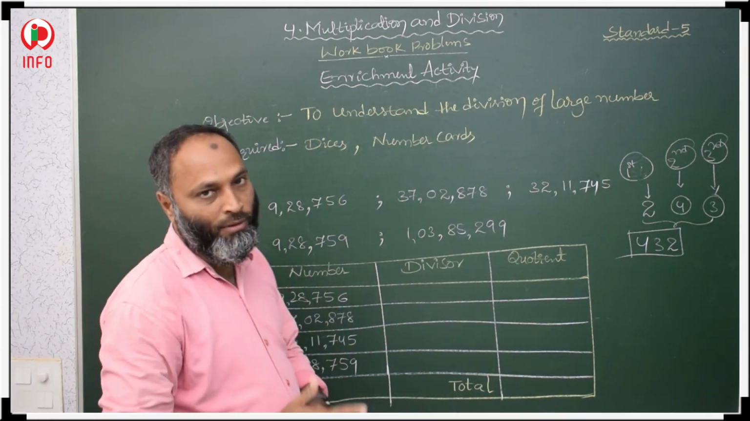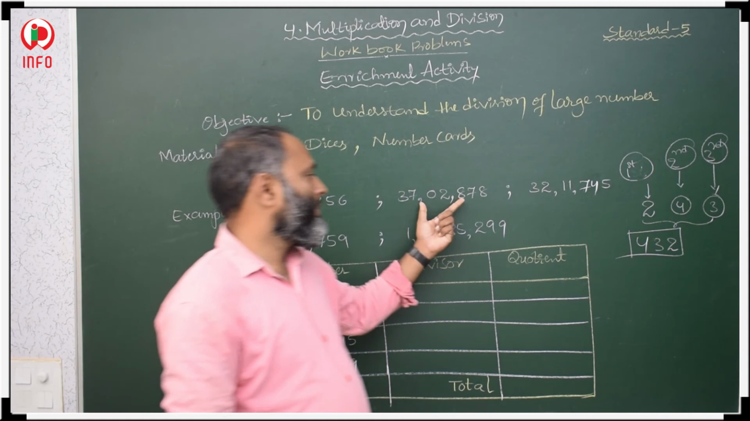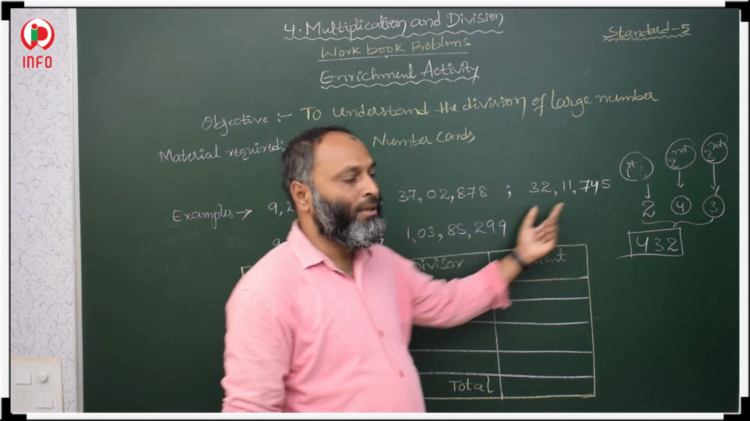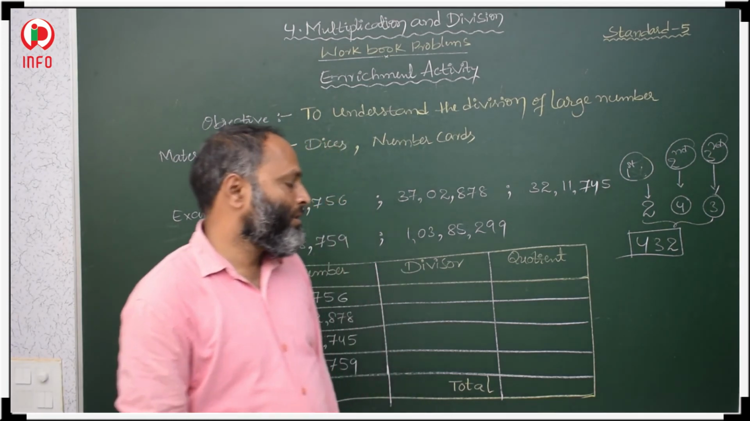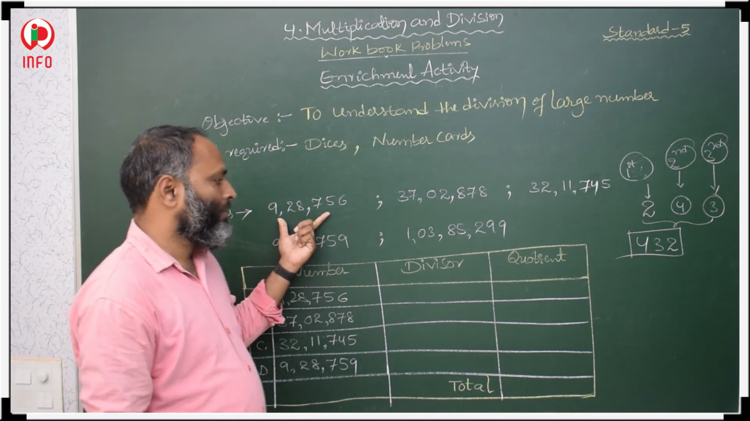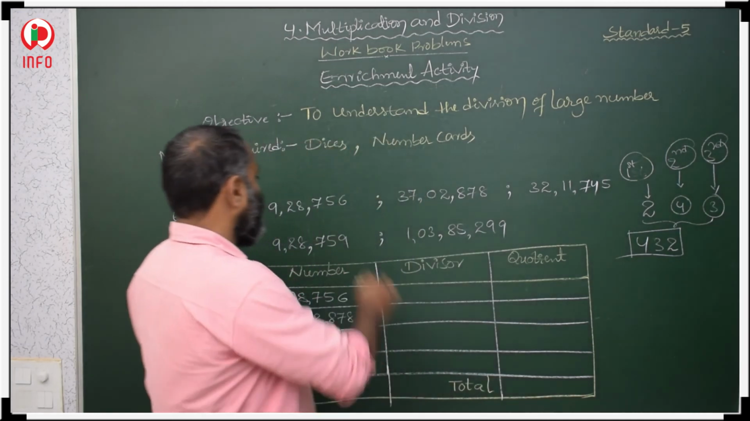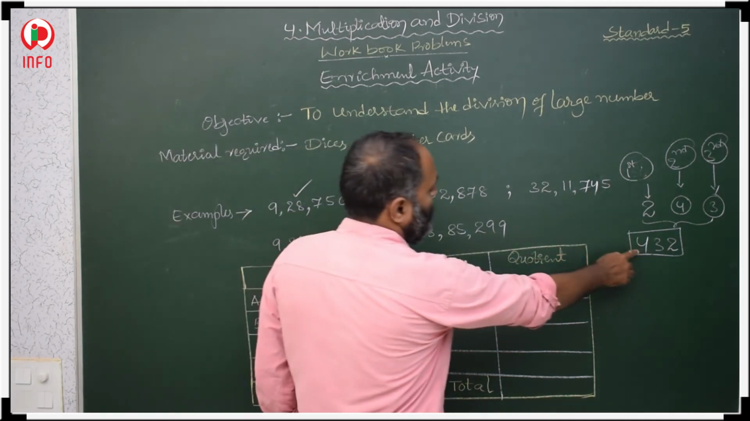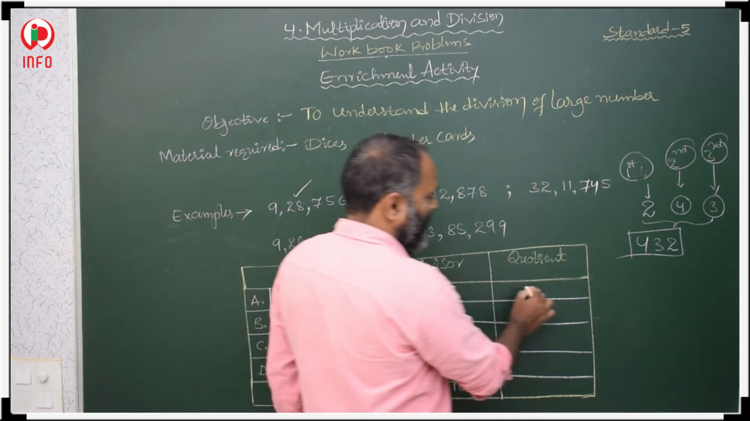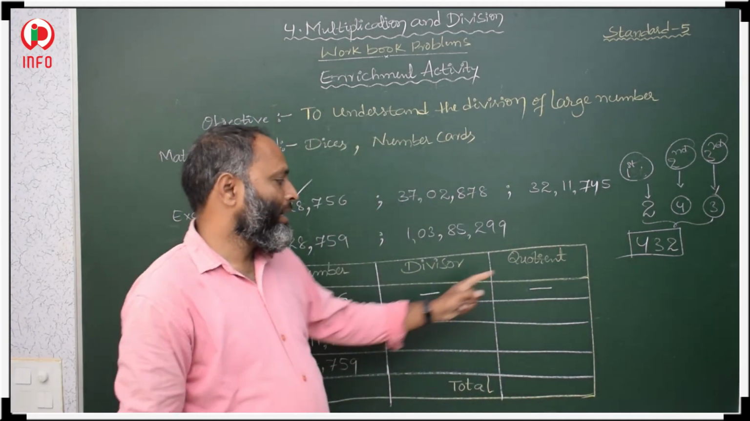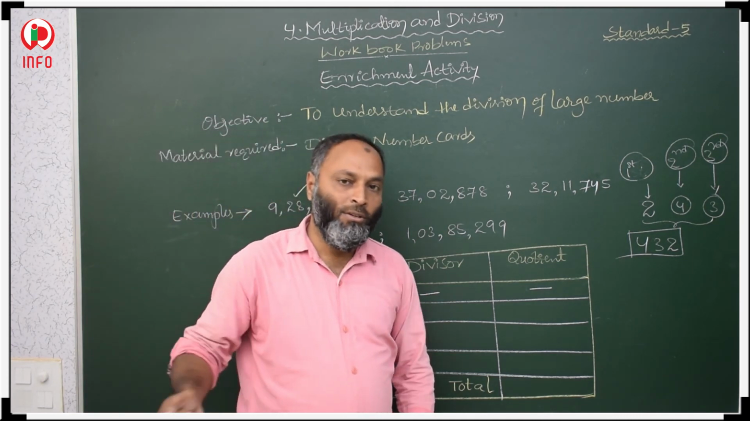How many number cards do we have? 5 cards. This is the first number on one card, the second number on the second card, the third number on the third card, then the fourth and fifth. First, you divide the first card's number by 432. After dividing, you write the divisor as well as the quotient. Then, the same group rolls the dice a second time.